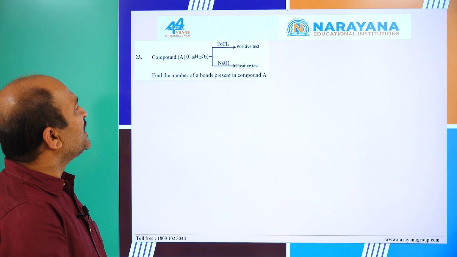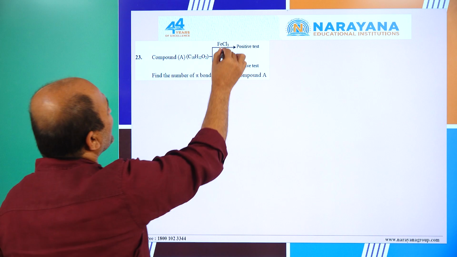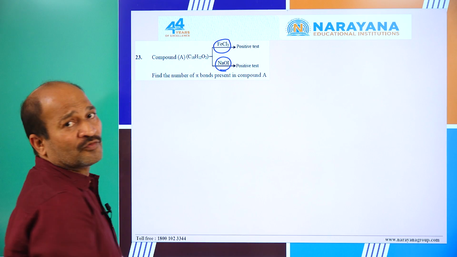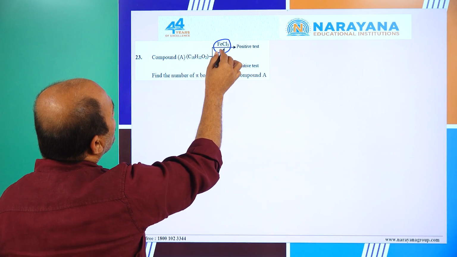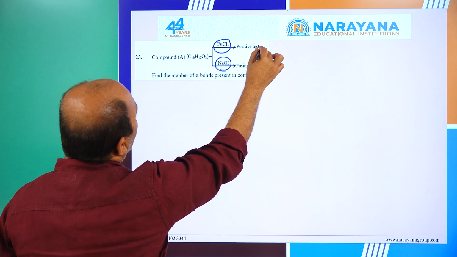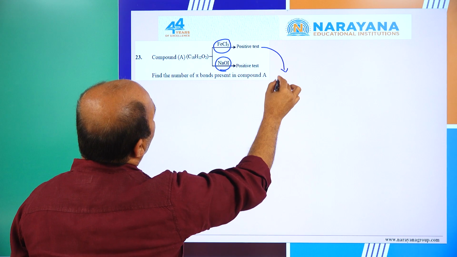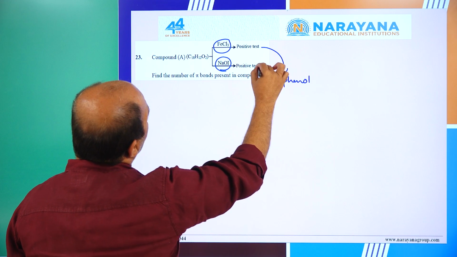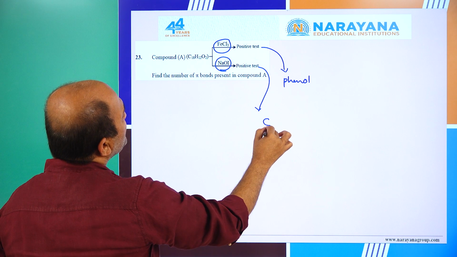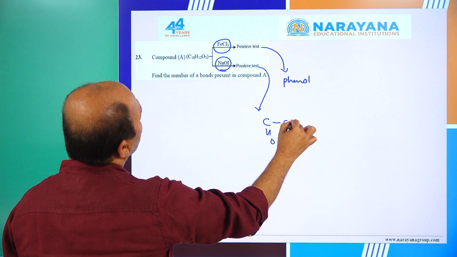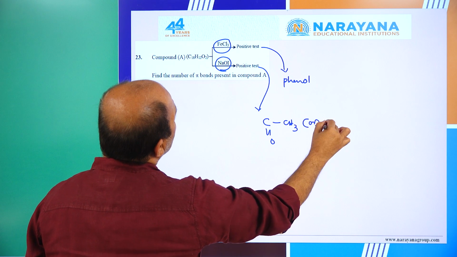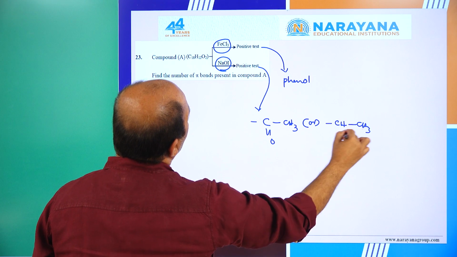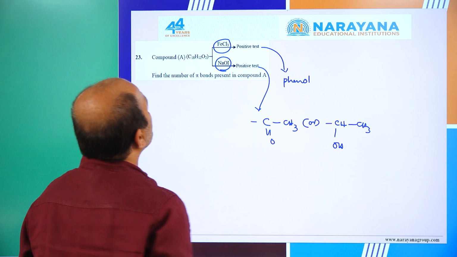Compound A, C10H12O2, on treatment with ferric chloride gives a positive test. With NaOI it also gives a positive test. Neutral ferric chloride may give a positive test with phenols. NaOI gives a positive test with compounds having a C double bond O CH3 group, or compounds having a CH3CHOH group, right? These are the possibilities.